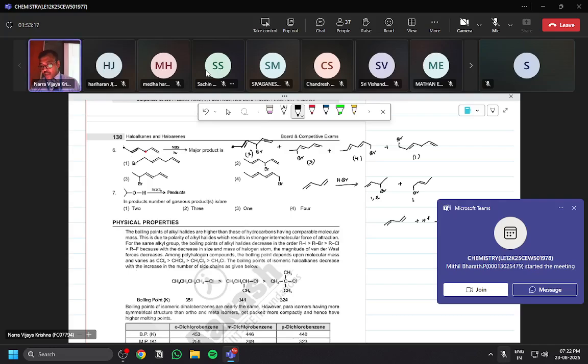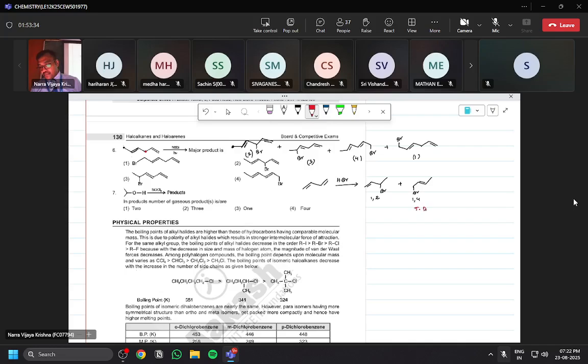Then I call it 1,4 addition. Hydrogen is added to the first carbon, bromine is added to the last carbon. So I call it 1,4 addition. The 1,4 addition product is called the thermodynamically stable product. This is called the kinetically stable product. I call it KCP, kinetically controlled product.